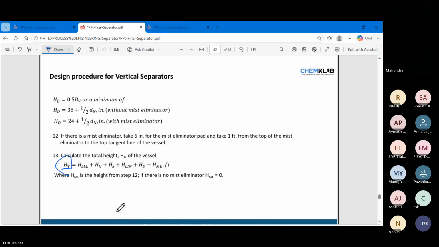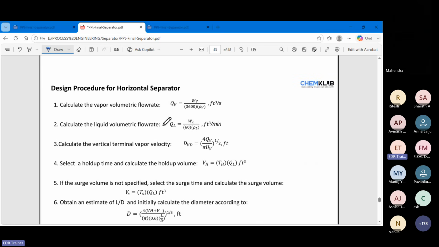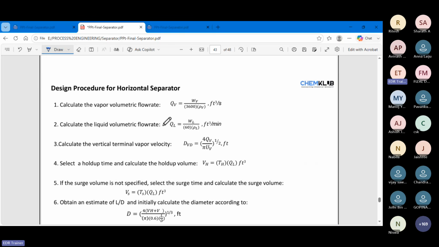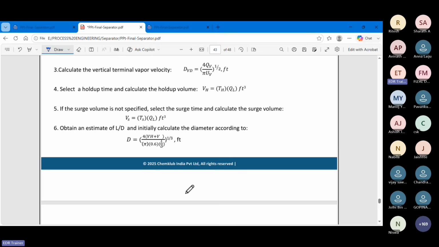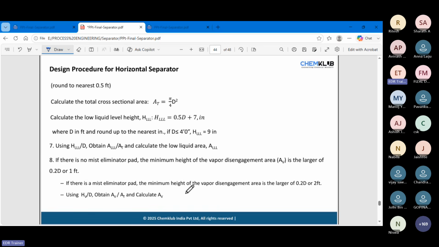Same for the horizontal separator, but it is a little bit tricky, or rather a complicated one. First, same as before, calculate the volume, the diameter, and the holdup of the vessel. After calculating diameters, times and everything, we need to calculate the length, because the effective length is the most important thing when we are sizing the horizontal separator.